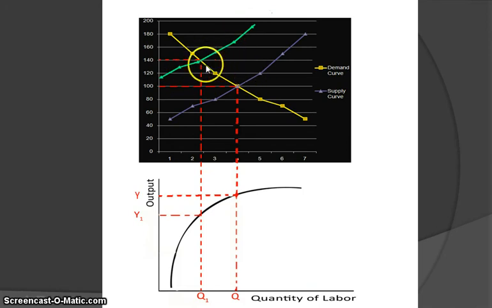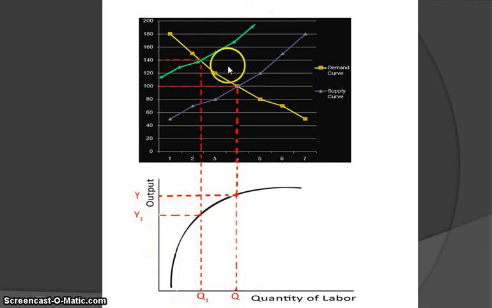And therefore, what we see is a new equilibrium position, a lower equilibrium quantity. We see approximately 2 workers being hired at a real wage of 140. And when you bring this down onto your production function, we see that there's a lower level of output within the economy, because output was once at Y, now it's at Y1, and quantity of labor was once at Q, now it's at Q1, simply because there was a fall in the supply of labor, which brought about a new equilibrium position and therefore a new level of output.